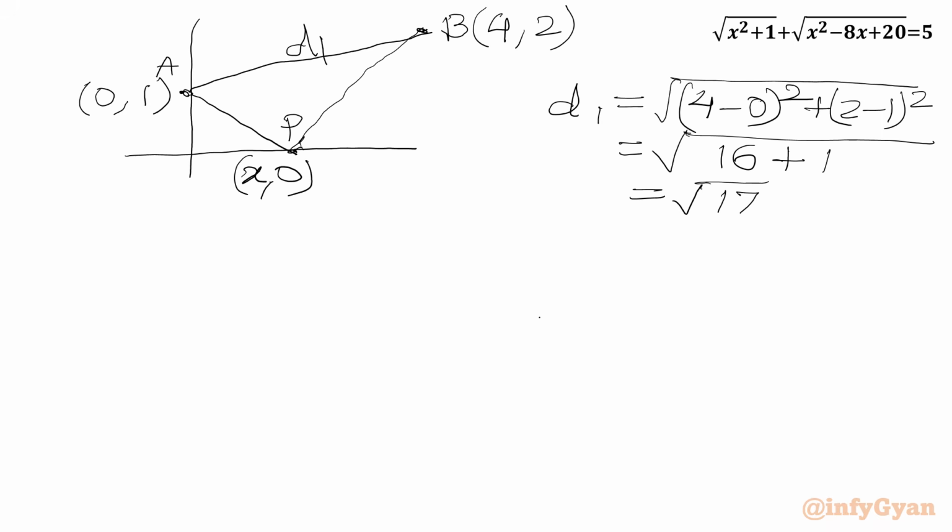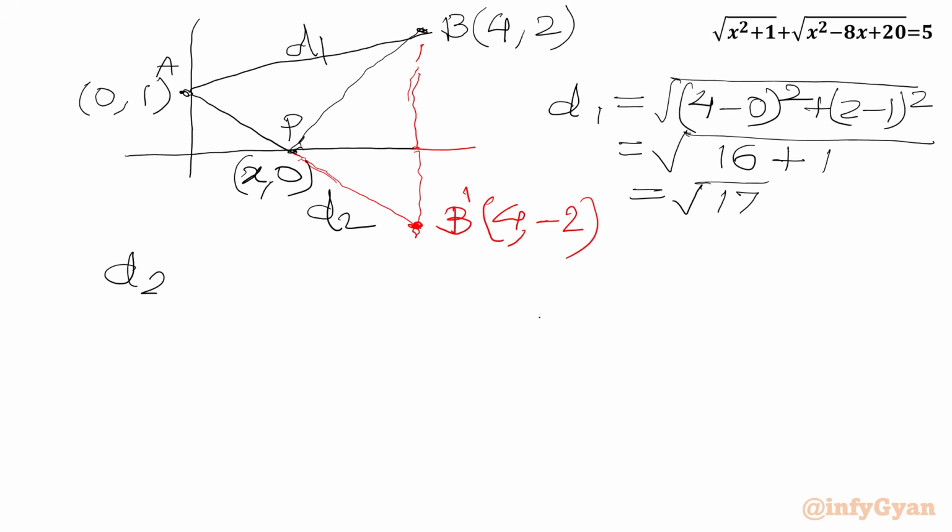Now if I take the reflection of point B, let us take reflection about the x-axis. So we will write here point B, which is B prime after reflection. 4 comma minus 2 will be the coordinates. Now we have to join P with B prime. So we are going to get one straight line which is having 3 coordinates, 0 comma 1, x comma 0, 4 comma minus 2. Let us find the distance between A and B prime. I will consider this distance is d2.